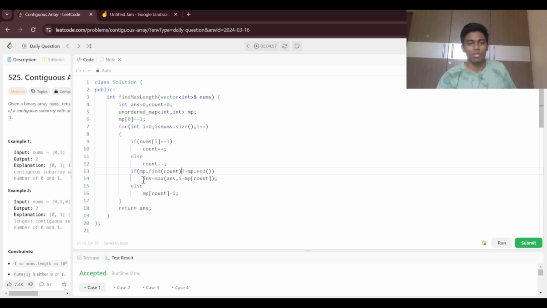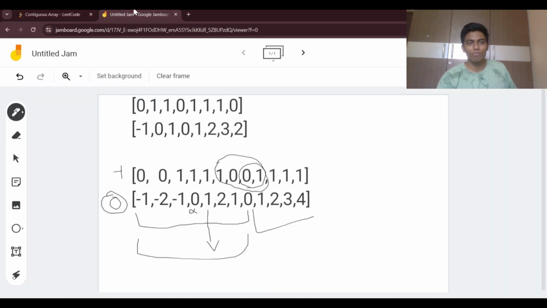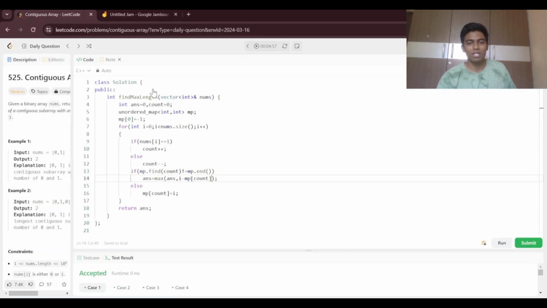So I'm going to calculate answer equal to the maximum of answer and i minus mp dot count. This will be the index. So we are not taking this particular element, we are considering from the next element. So I am writing i minus mp dot count, not i minus mp dot count plus 1. And whenever I meet the count for the first time, I am going to insert its index, and at last I am going to return the answer.